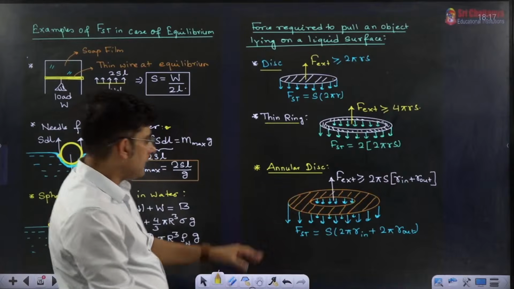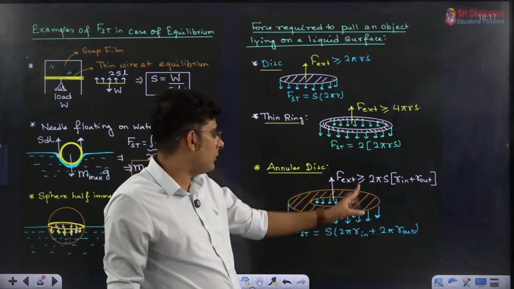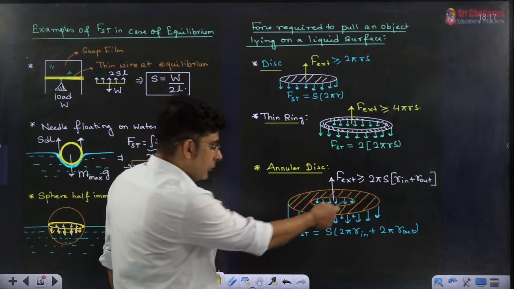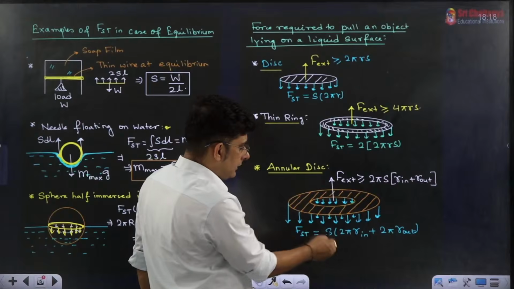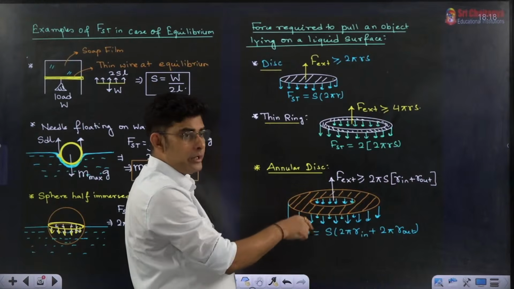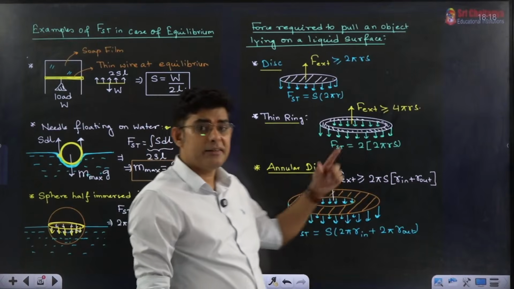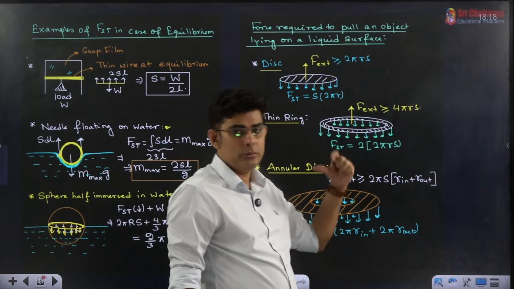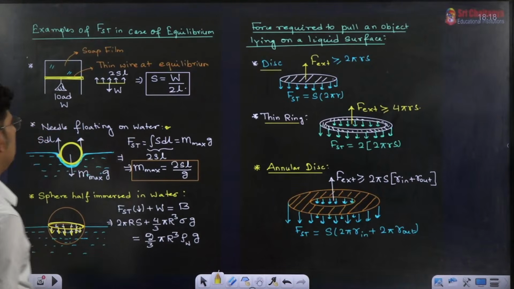Annular disc: suppose you have a disc and you cut a circular portion, inside radius is r in, outside radius r out. Again you have two boundaries. So for the inner boundary the surface tension force will be 2 pi r in into s. For the outer boundary, it will be 2 pi r out into s. So the total external force required in excess of weight will be greater than this value. Clear? Let's see next.